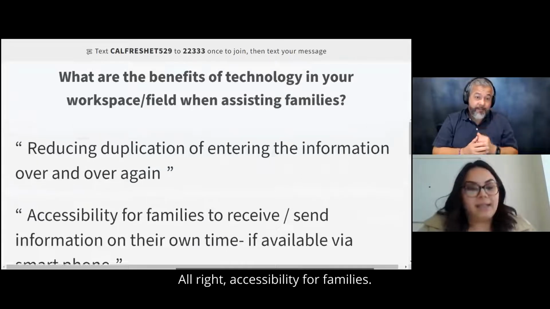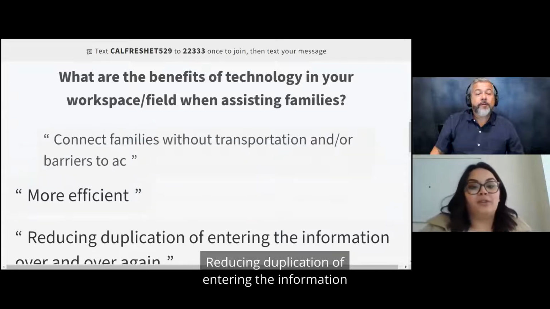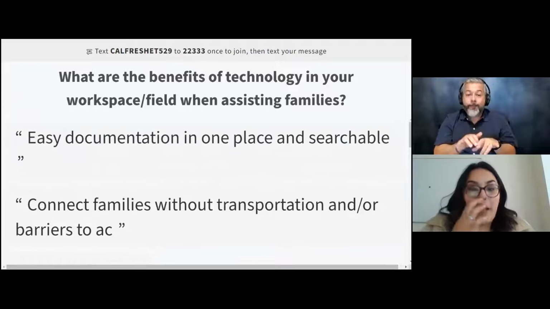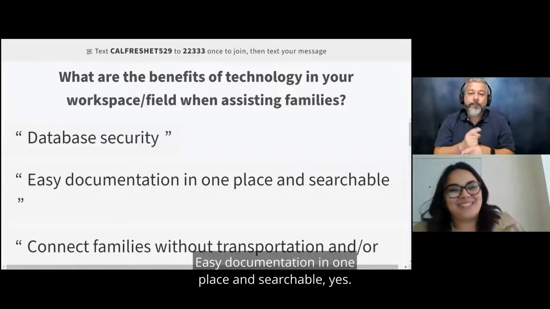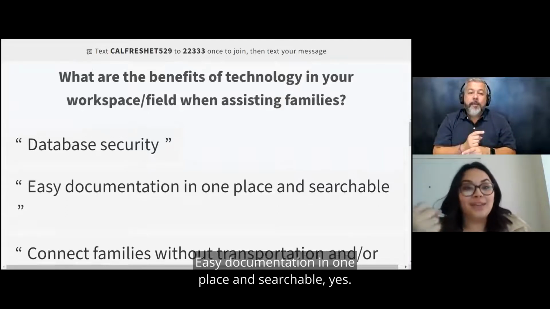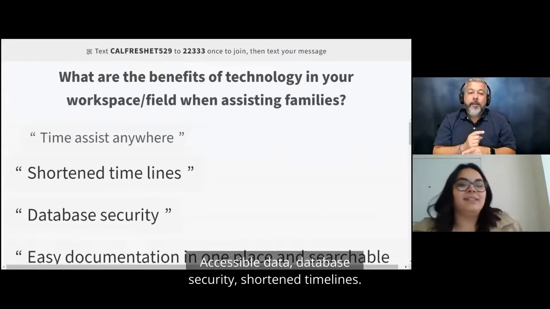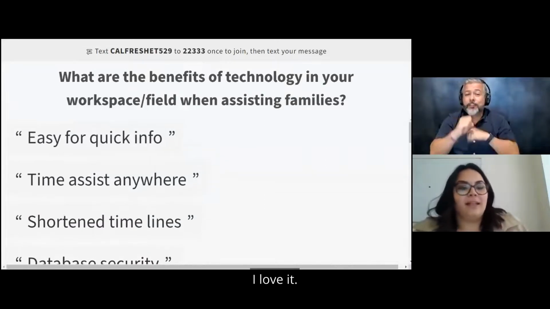All right, accessibility for families, reducing duplication of entering the information over and over again. Yes, more efficient and sufficient. Easy documentation in one place and searchable, yes, accessible data, database security, shortened timelines. Yeah, time assist anywhere. Oh, I love it.